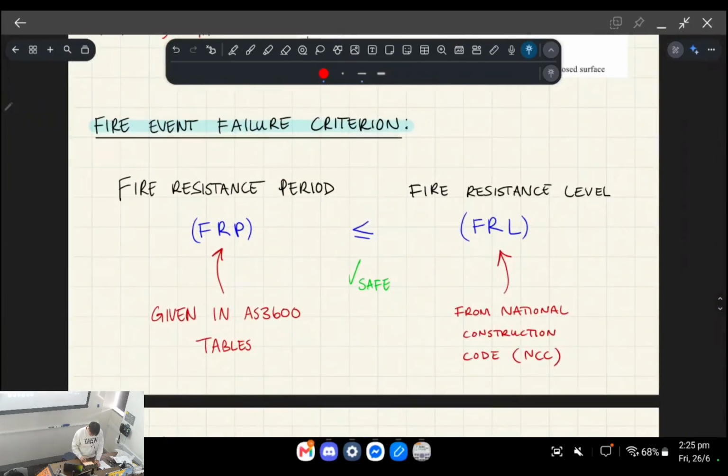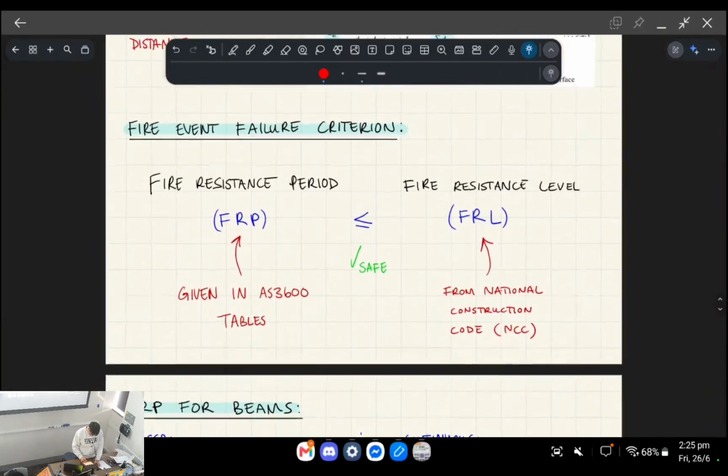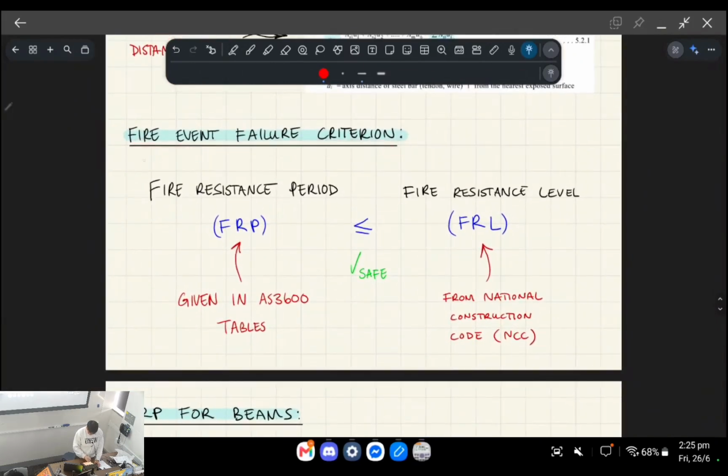Okay, so if you think about this, it's essentially a fire event failure criterion, right? What the code will tell you is how long your concrete beam, in this case, because we're just going to be talking about it in terms of beams in this course, takes before it collapses, okay? And you're going to compare it to something called a fire resistance level, right? And this is from the Australian National Construction Code. This is to do with how long it takes for someone to escape your building based on its architectural arrangement, functionality and stuff like that, right?